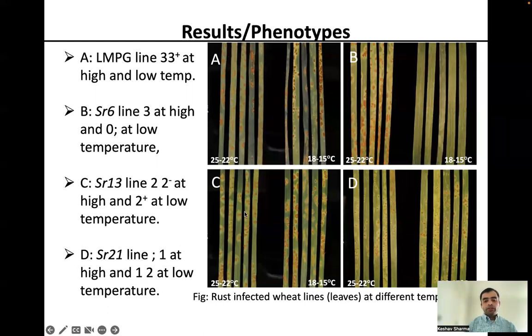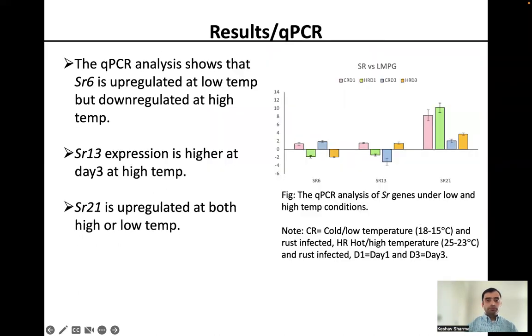Sr13 has higher resistance at high temperature, but low resistance at low temperature. Similarly, Sr21 has high resistance at high temperature, but lower resistance at low temperature, although it has a less significant difference compared to the other ones.